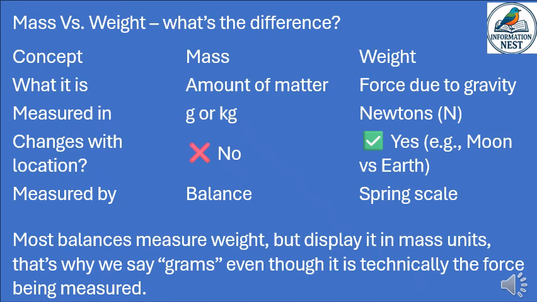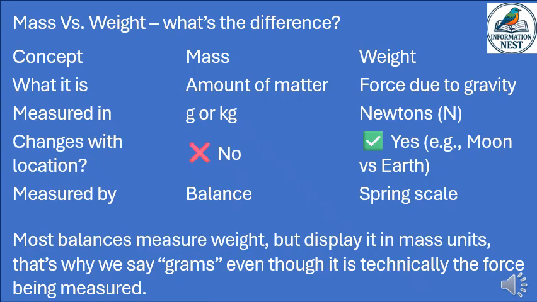All right, students, let's settle one of the most common confusions in physics: mass versus weight. They sound similar, but they are totally different beasts. Ready? Let's break it down together. First, mass. Mass is simply the amount of matter in an object. Think of it as how much stuff is packed inside you, your pencil, or even your lunchbox. It is measured in grams or kilograms. And here is the cool part: your mass does not change. Whether you're chilling on Earth or bouncing around on the moon, you are still you.